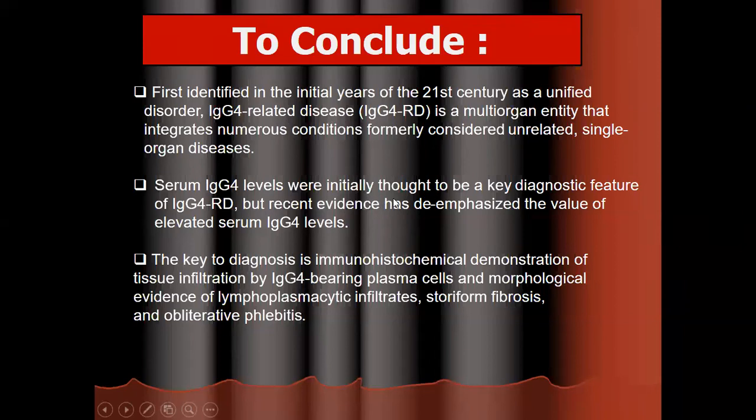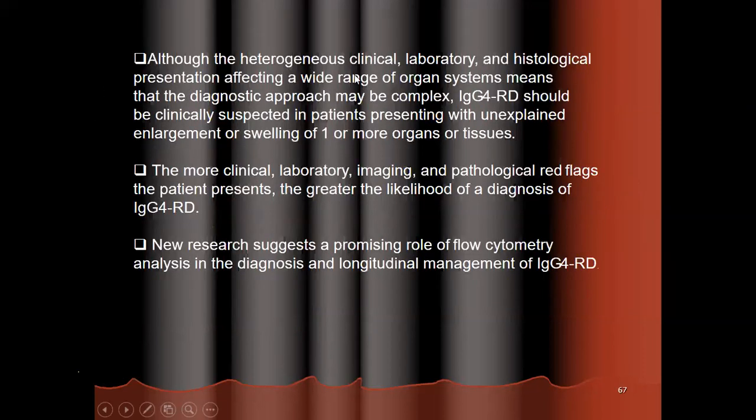Serum IgG4 levels were initially thought to be a key diagnostic feature, but recent evidence has de-emphasized the value of elevated levels. The key to diagnosis is immunohistochemical investigation of tissue infiltration by IgG4-bearing plasma cells and morphological evidence of lymphoplasmacytic infiltrates, storiform fibrosis, and obliterative phlebitis. Although histological presentation affects a wide range of organ systems, IgG4-related disease should be clinically suspected in patients with unexplained enlargement or swelling of one or more organs.